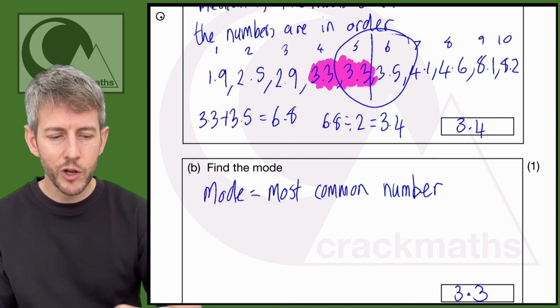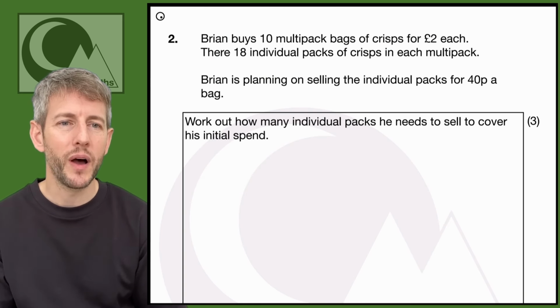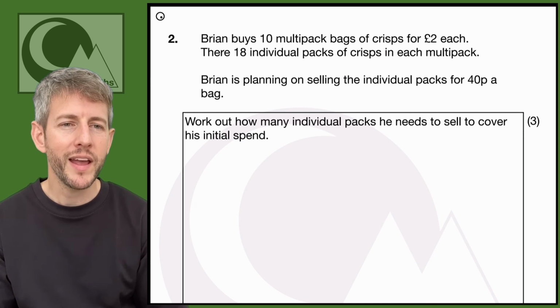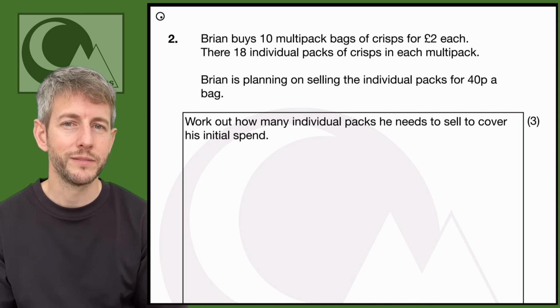Okay, let's now look at the next page. Question 2 says, Brian buys 10 multi-pack bags of crisps for £2 each. There are 18 individual packs of crisps in each multi-pack. Brian is planning on selling the individual packs for 40p a bag. Work out how many individual packs he needs to sell to cover his initial spend.